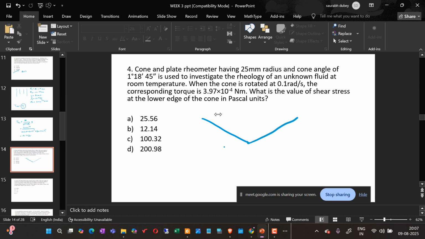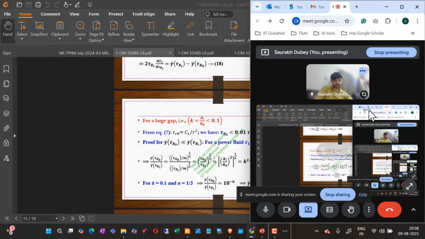If you see, this is cone and plate geometry. Anyway, these angles are very small, this tapering is very small. So here we have to calculate the shear stress at the lower edge of the cone. So if you see this lower edge of the cone, let me just get it here, right?